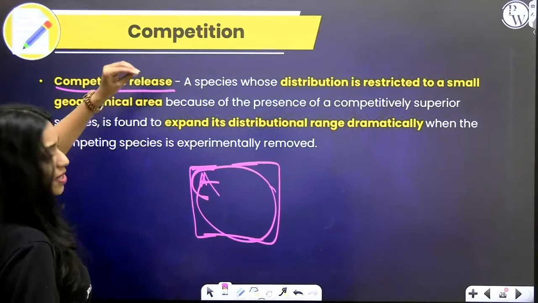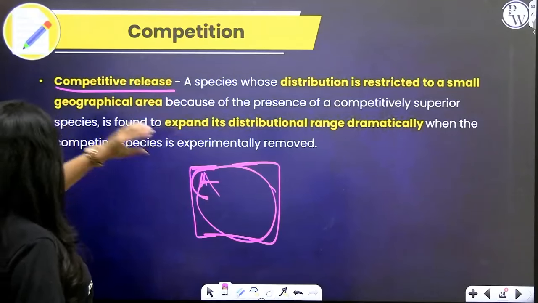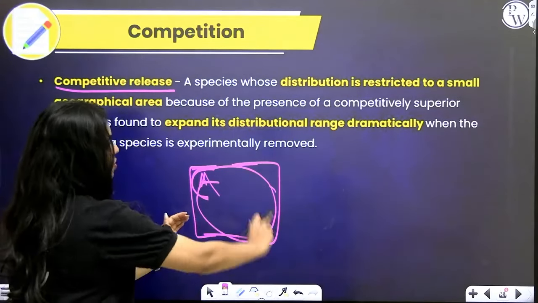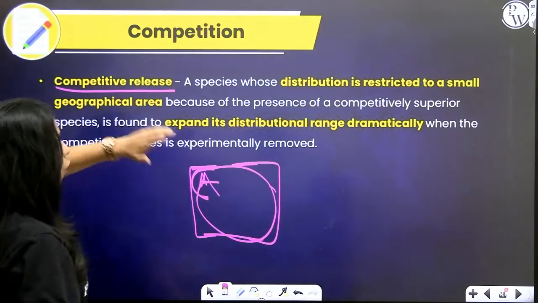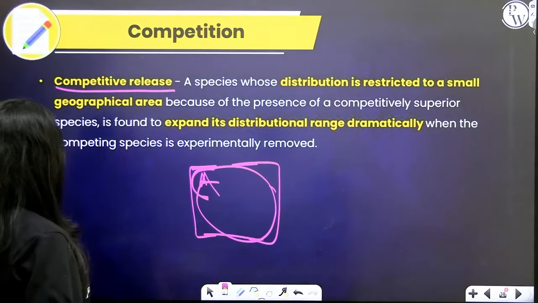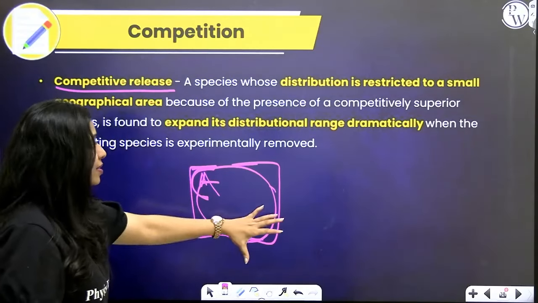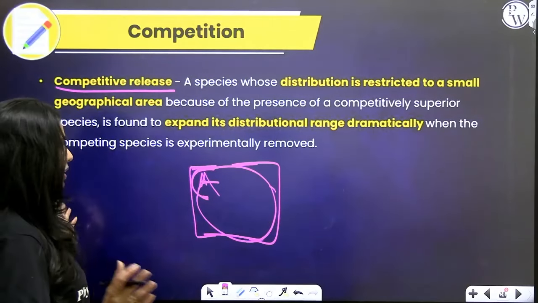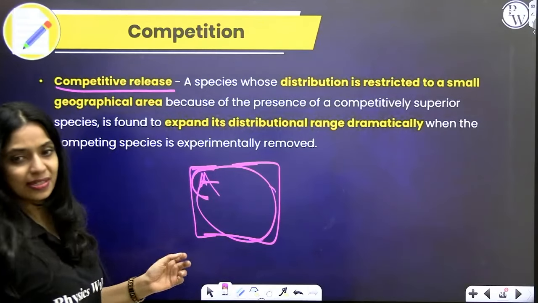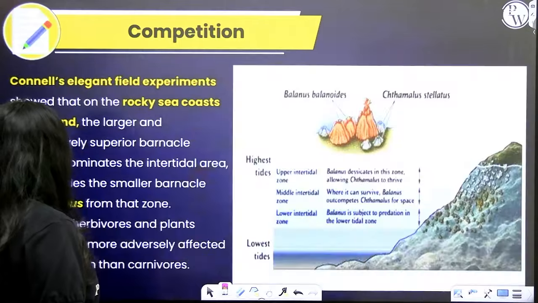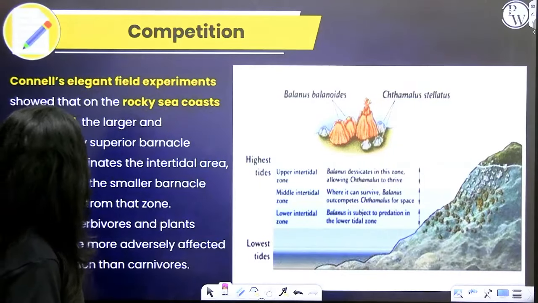A species whose distribution is restricted to a small geographical area because of the presence of a competitively superior species is found to expand its distribution range dramatically when the competing species is experimentally removed. We call this competitive release. It's important for you to understand this. How do we know this?